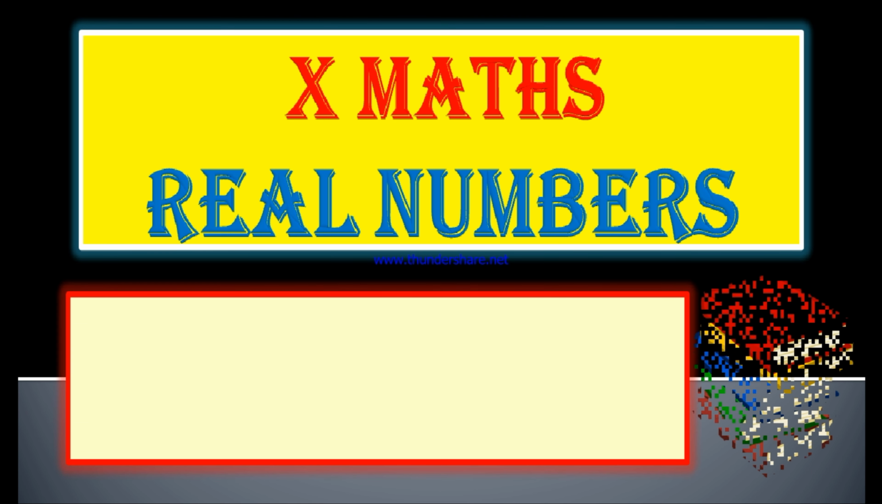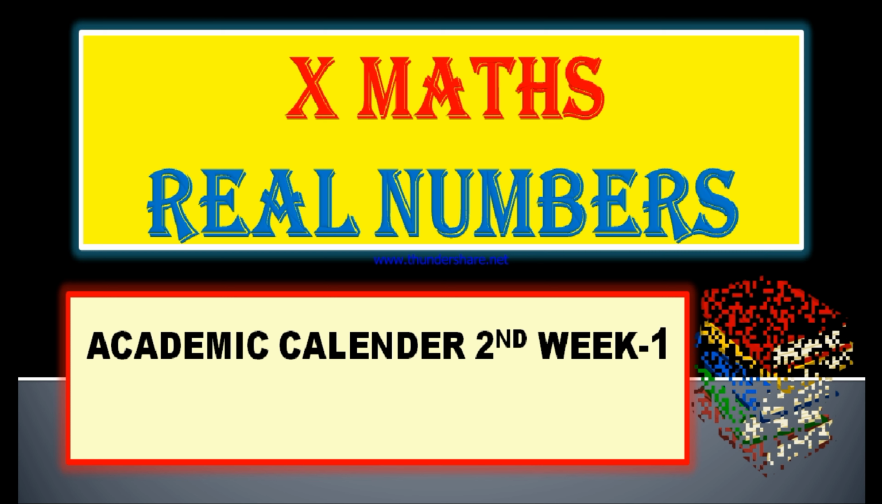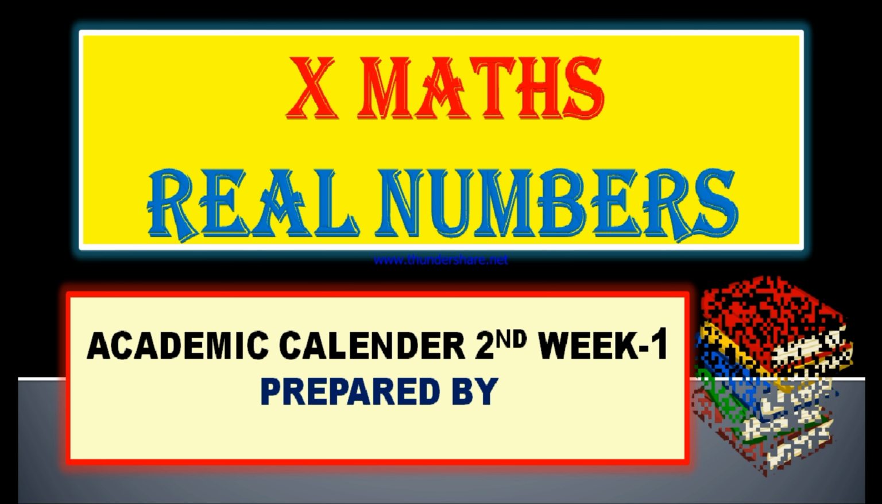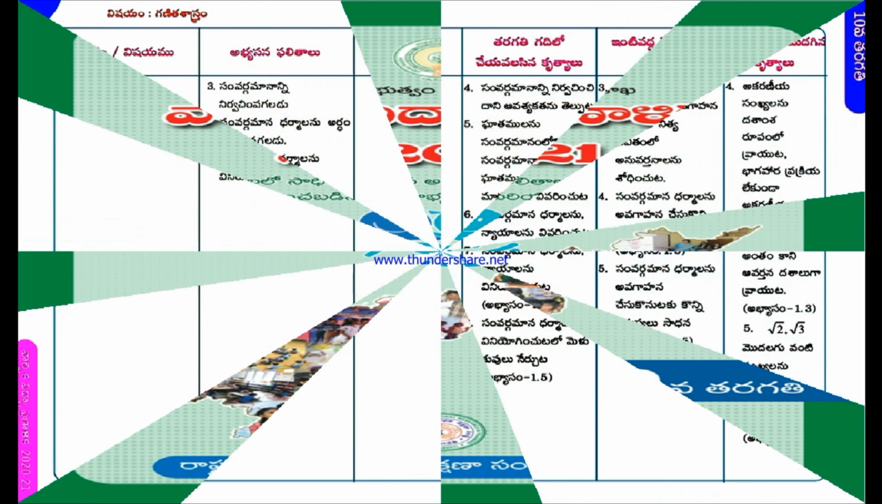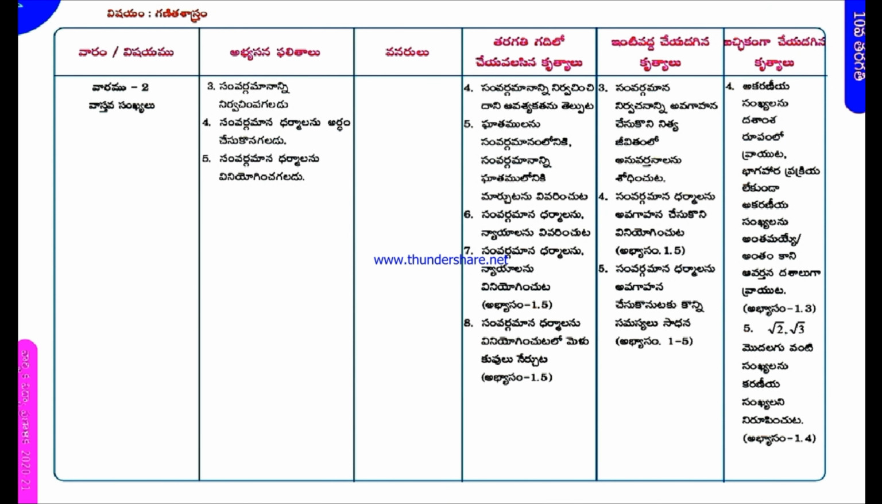Here is the second week of the annual academic calendar 2020-21, and this is the part 1 video. First of all, this is the cover page of the annual academic calendar released by APSCERT. According to this annual academic calendar, this is the syllabus for the second week. If you observe this, you have to take up the chapter Real Numbers.